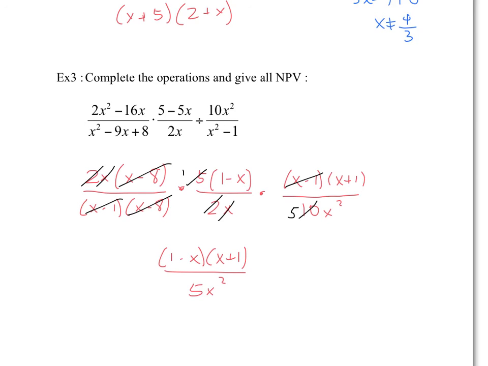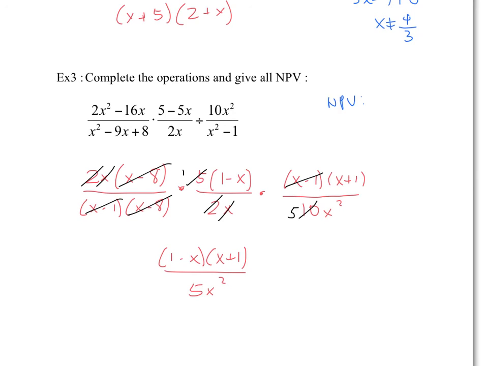Alright, I just noticed that I didn't give you the non-permissible values. Don't forget, I'm not going to take my non-permissible values from here. I'm going to take them from here. So we can still find them at the end of the question if you forget to find them. Just make sure you don't get them from the simplified form. You get them from your original expression.